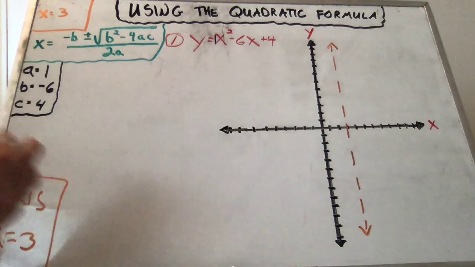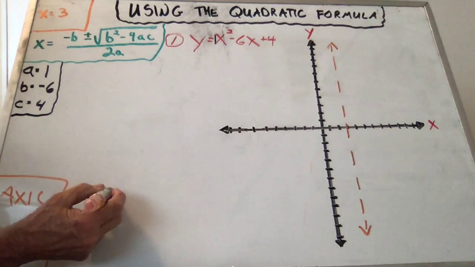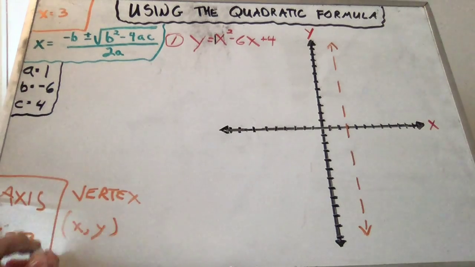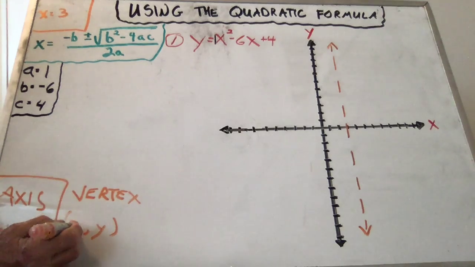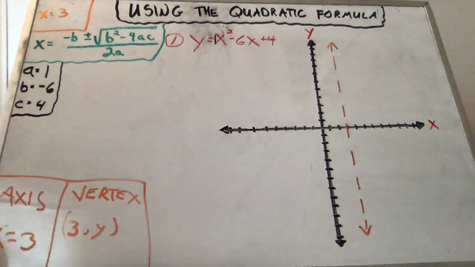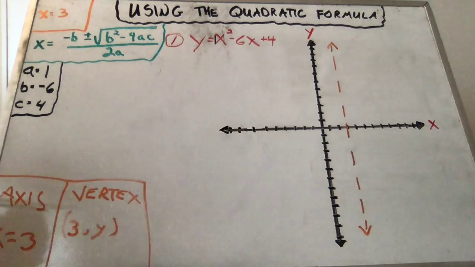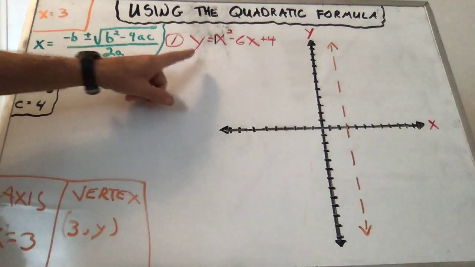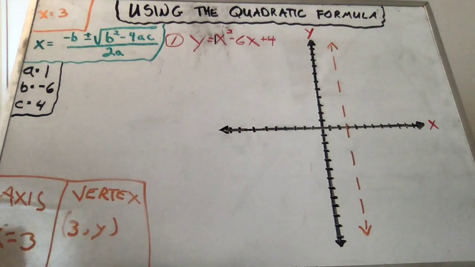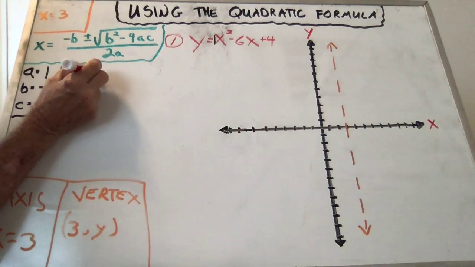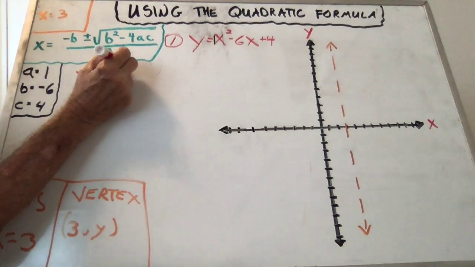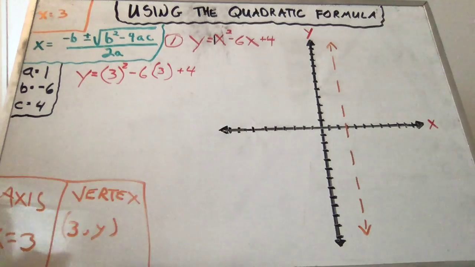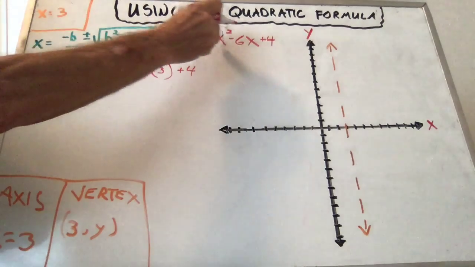This x equals 3 also gives us the x-coordinate of the vertex. So x, y is the coordinates of a point. We know our x-coordinate is 3. We don't know what y is yet, so we're going to find out. What we do is we go to our equation and put a 3 wherever we see an x, and that will tell us the y value. So it says y equals x squared, so we go 3 squared minus 6 times x, so minus 6 times 3 plus 4.